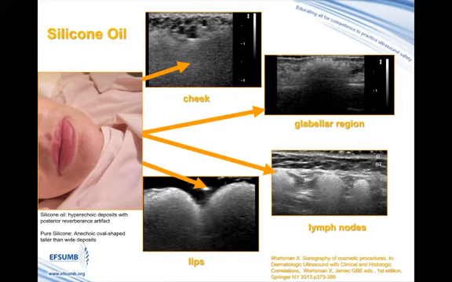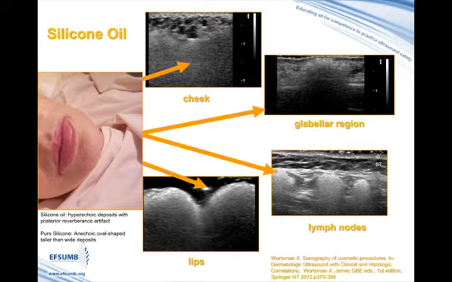Both can be mixed in some areas, such as, for example, in this patient in the cheek. The pure silicone appears as anechoic oval-shaped, taller than wide deposits. These taller than wide deposits are typical of pure silicone, and they are usually mixed with the silicone oil.